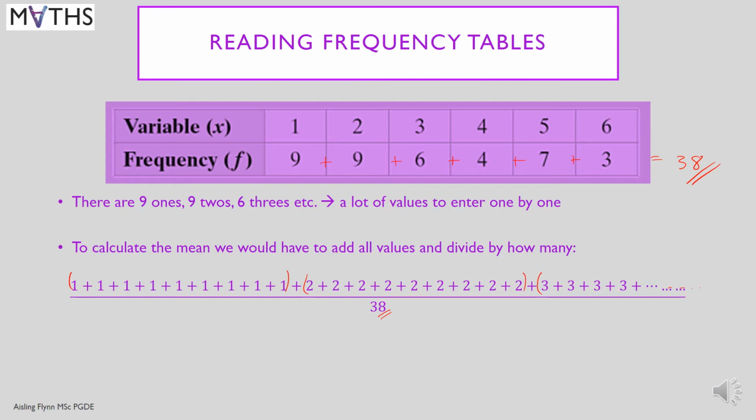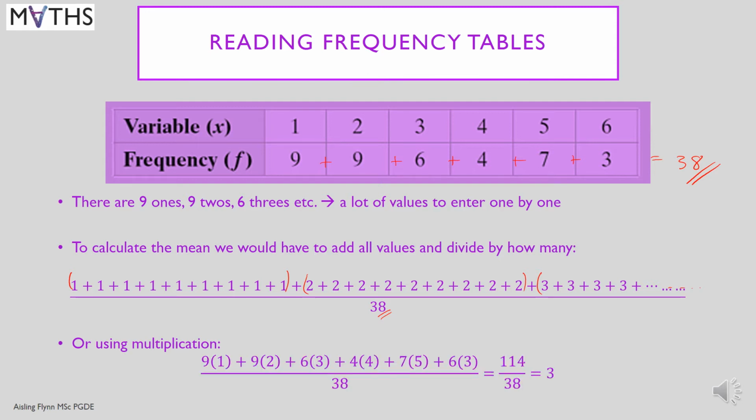So that would be very, very time consuming, and very easy to miss or add in a value. Or we can use a multiplication, which would be quicker. We've done 9 ones plus 9 twos plus 6 threes, 4 fours, 7 fives and 3 sixes. So that's much better. You get a total on the top line of 114 and divide by 38. So that's how you do that for the mean, and you get equals 3. The mean is 3.